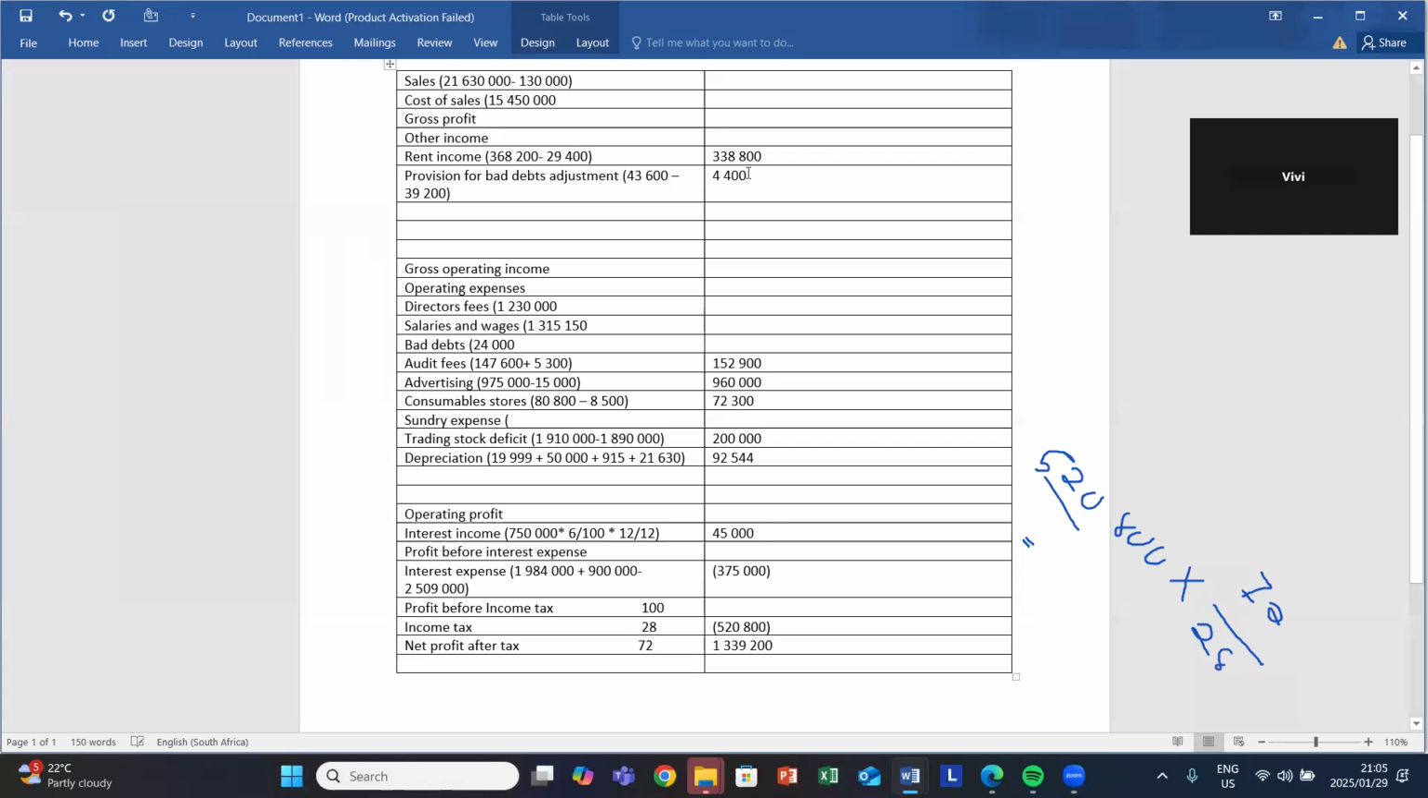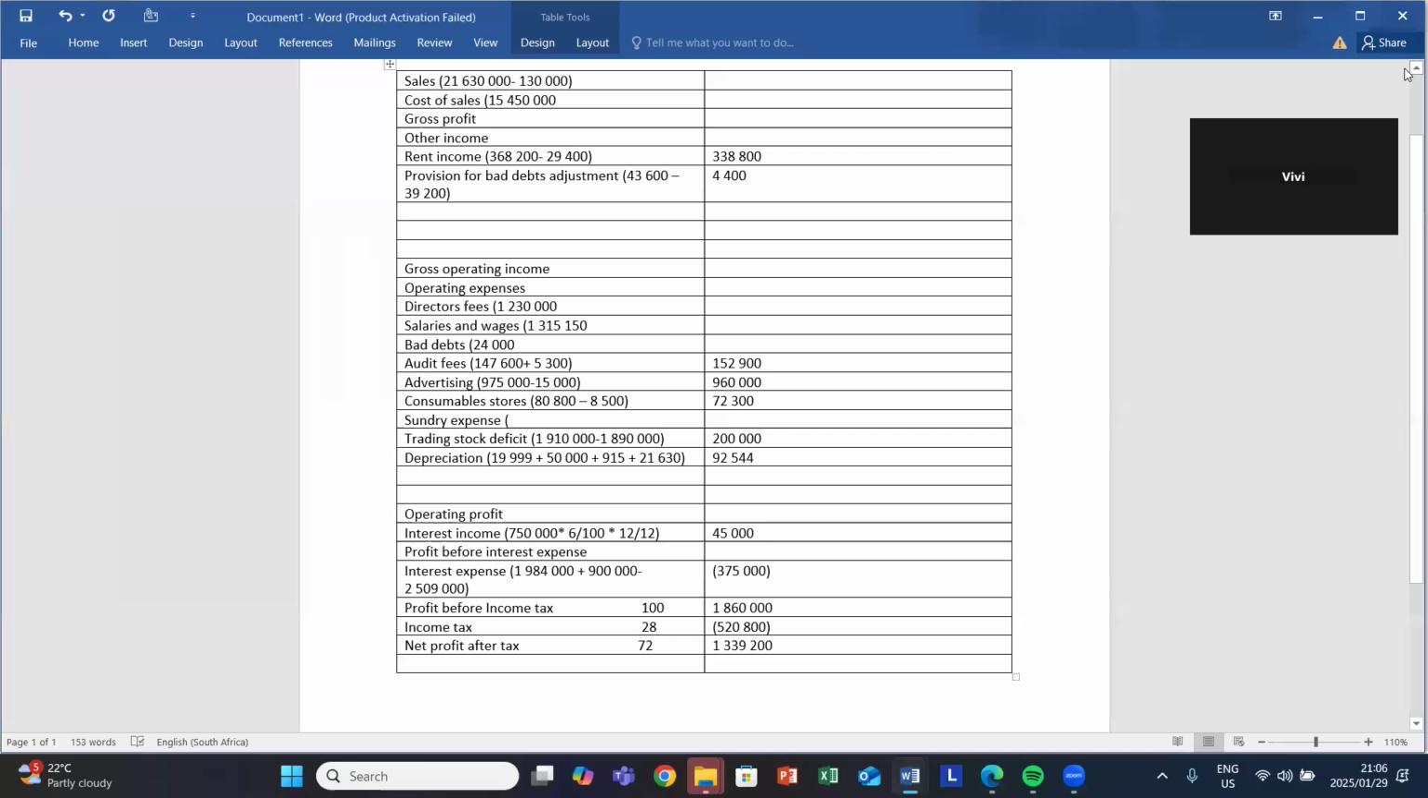1,339,200. And then let's say you're looking for net profit before tax. You still use the very same thing: amount multiplied by what I want over what I have. Before tax, you will say I'm looking for 100 divided by what I have. I have 28. And then you'll get your value. You just have to play with your calculator. 520,800 multiplied by 100 divided by 28, and then you get 1,860,000. Is that correct? Yes, sir. 1,860,000.